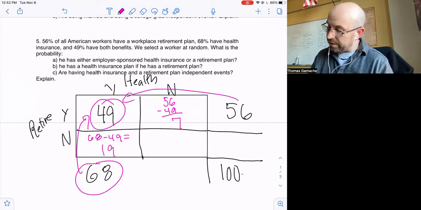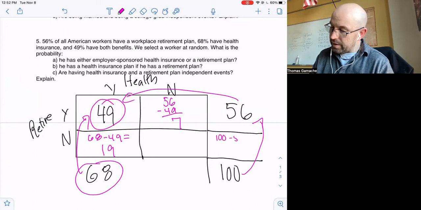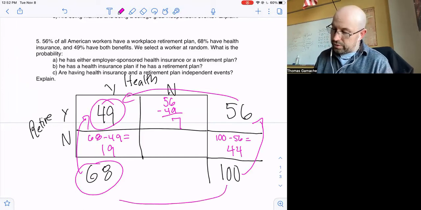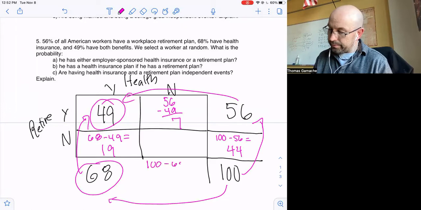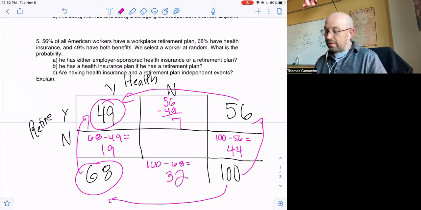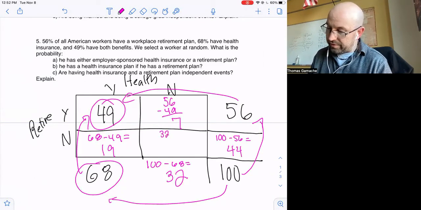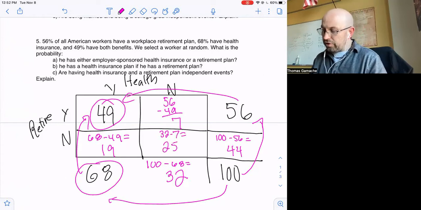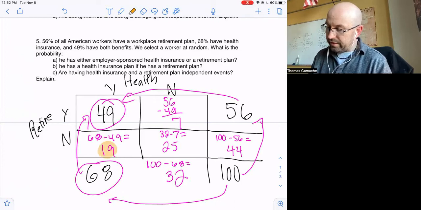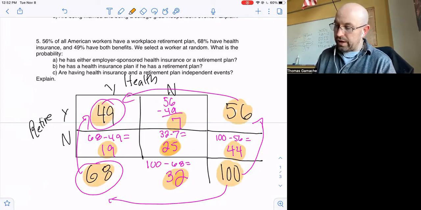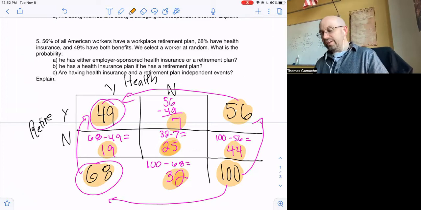I can also take 56 away from 100. That gives me the 44% of people who have no retirement. I could also do 100 minus 68, which gives me 32. And now I know this is 32 and I know this is 7. I could just do 32 minus 7. That gives me 25. And this should all check out now because if I add 19 and 25, I get 44. If I do 7 plus 25, I get 32. If I do 68 plus 32, I get 100. 56 plus 44 gives me 100. 49 plus 7 gives me 56. 49 plus 19 gives me 68.